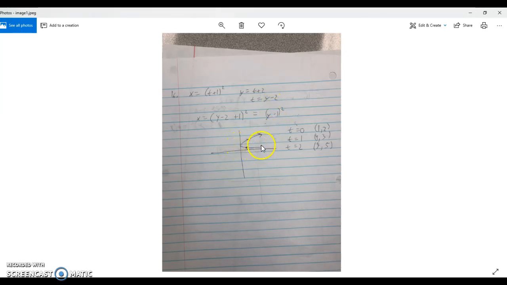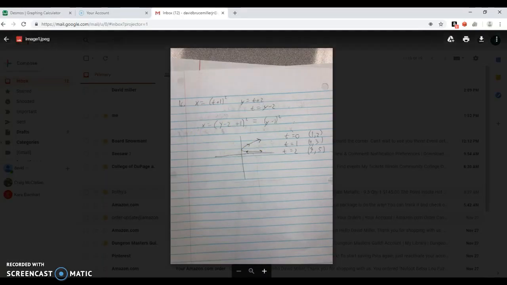So there is that. Then to find the positive orientation, I just plugged in a few t values. If t is 0, t is 1, t is 2, I found the points that corresponds to on the graph. And you can tell that it's going from (1, 2) to (4, 3) to (9, 5). So this curve is going that way for its positive orientation.